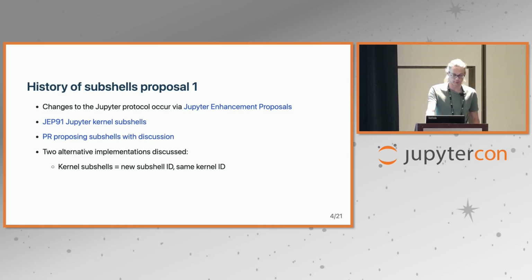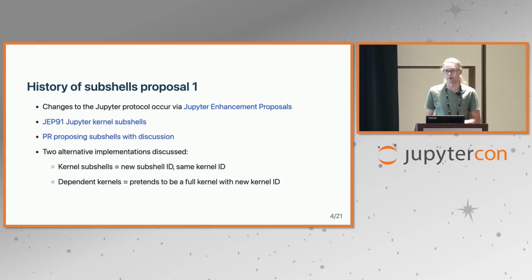The alternative implementation was called dependent kernels. That was very similar, except that you would refer to the new subshell via a completely new separate kernel ID. In other words, the subshell, even though it's just a single thread, was pretending to be a full kernel. Really, those two alternatives give the same amount of work for me as implementer. It just depends on which projects they sit in. And the preferred solution was the kernel subshells. I suspect that someday in the future we might reconsider, come back and look at the alternative because they had some other benefits, but we'll have to see.